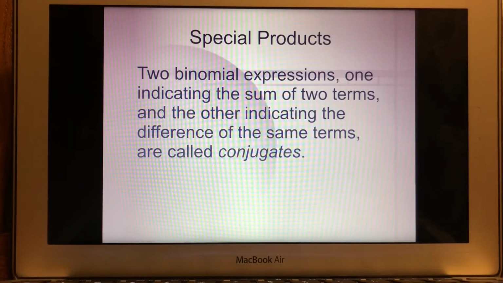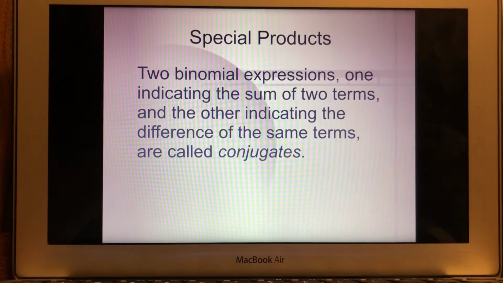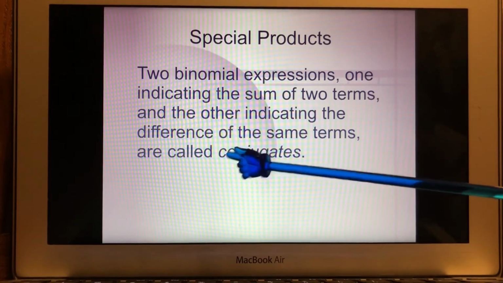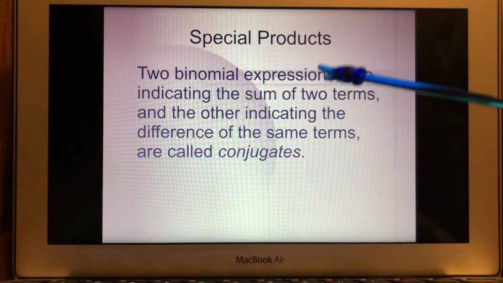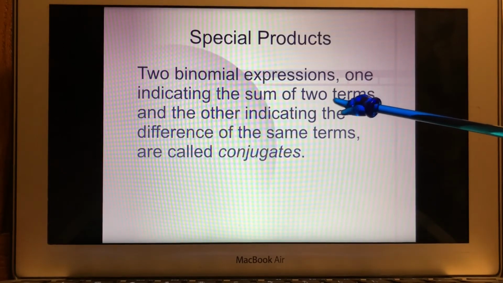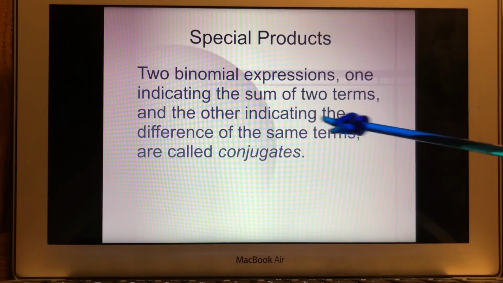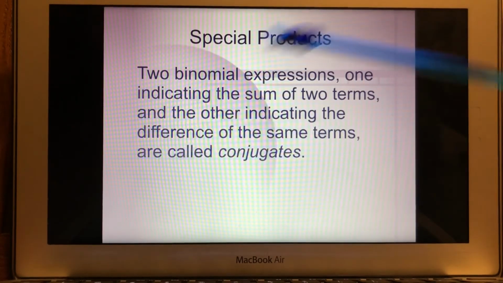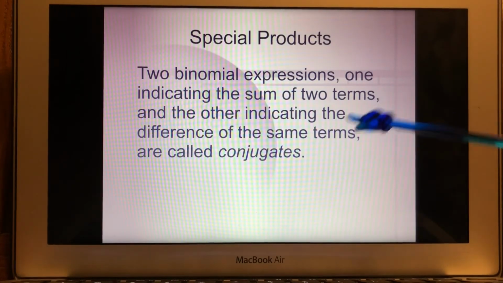2 binomial expressions, one indicating the sum of 2 terms, the other indicating the difference of the same terms, are called conjugates. Okay, so remember, conjugates. In other words, I have 2 terms the same. One is the sum of it, and the other one is the difference. They're opposite, basically. I'm adding and I'm subtracting the same set of terms. Those are called conjugates.